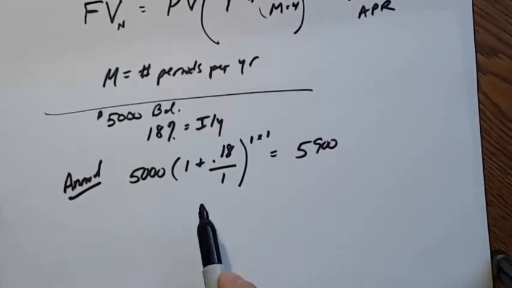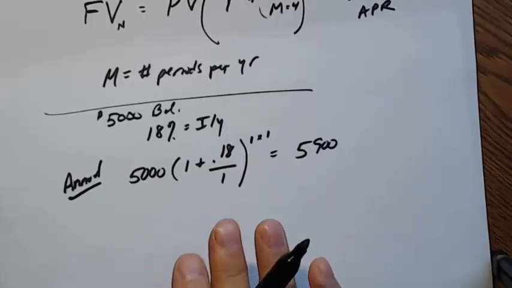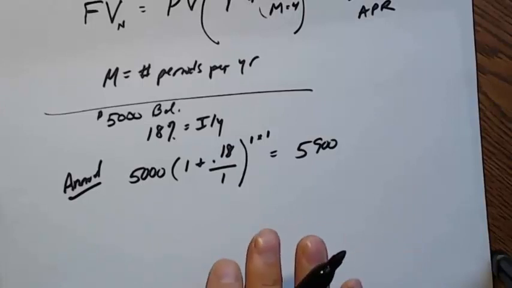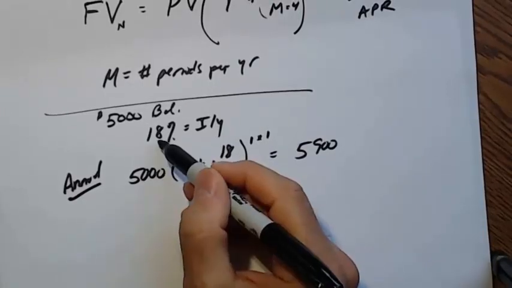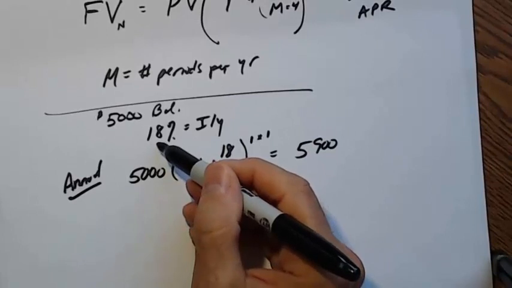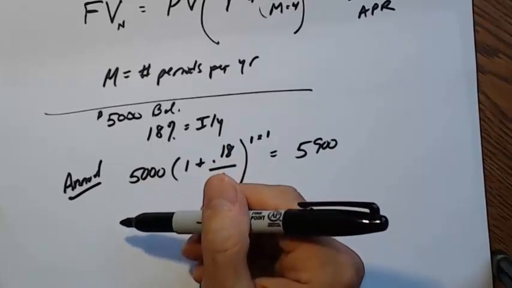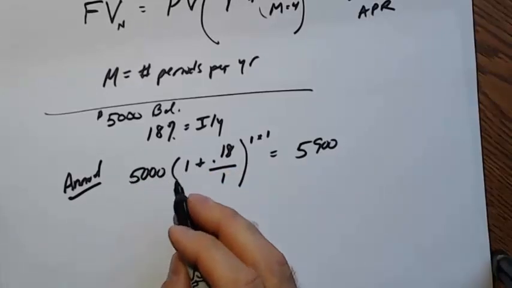Now that's if they compound annually. But I can tell you, there are no credit cards out there that compound annually. They want to zap you for as much as they can. So they jack this interest rate up as high as the law will allow and compound it as much as they possibly can to rake you over the coals.